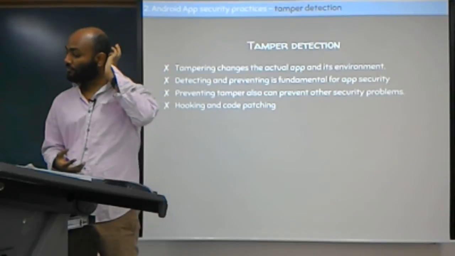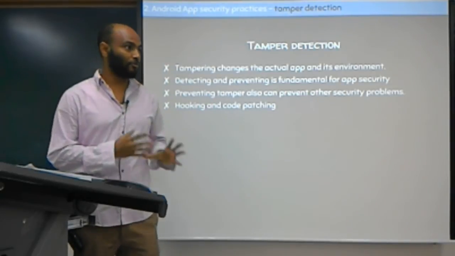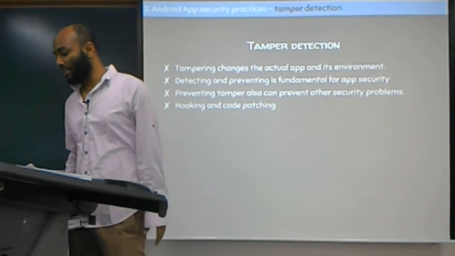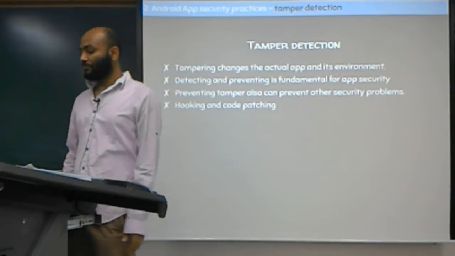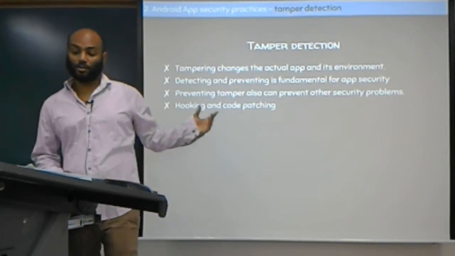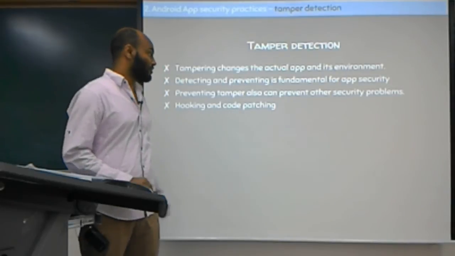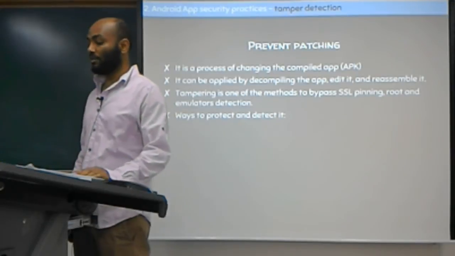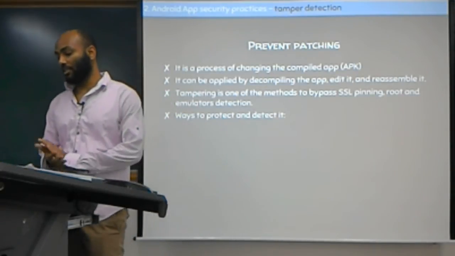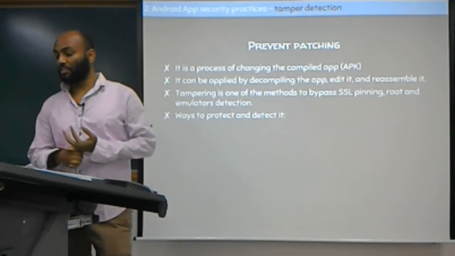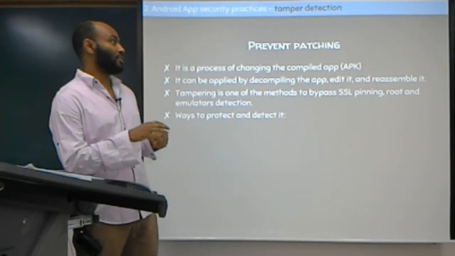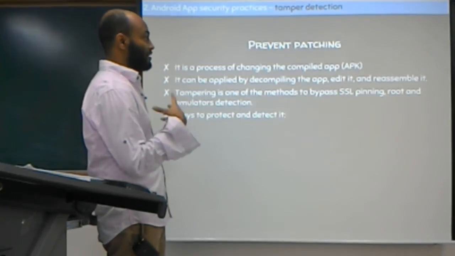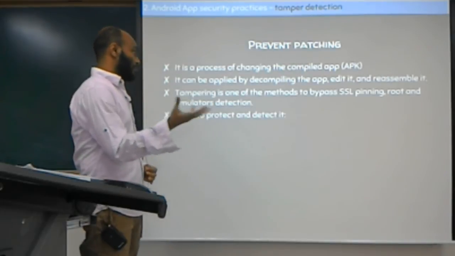So preventing tampering can also protect your application if you incorporate anti-SSL pinning and anti-root detections. By tampering, I mean hooking and binary patching. So how can we prevent binary patching? It is a process of changing the compiled app and inserting code in it, and after that you can reassemble it so that we can get what we want from the application.